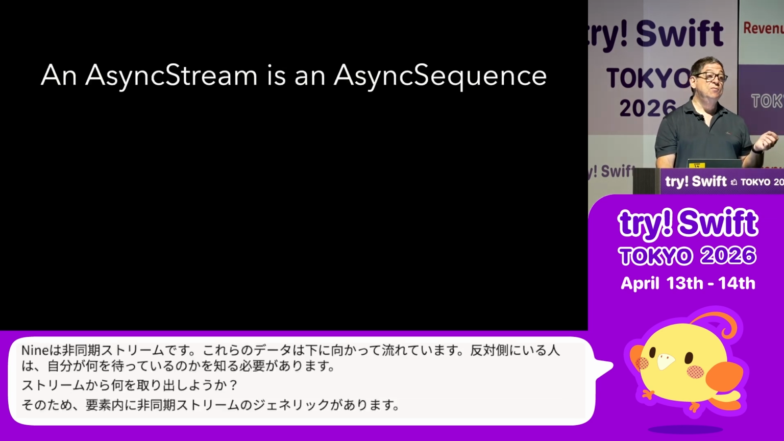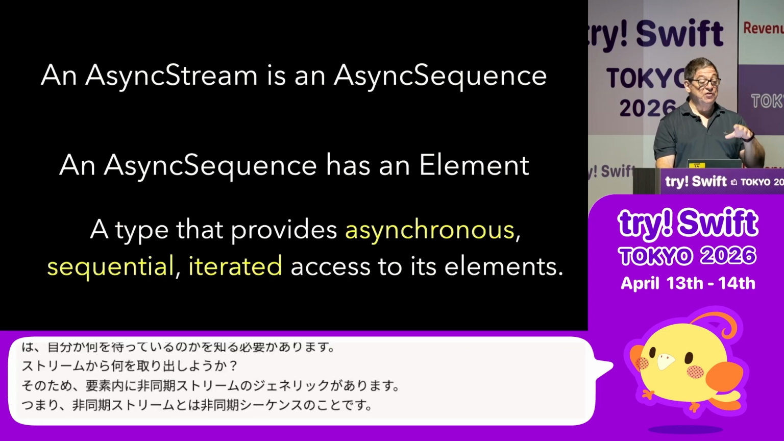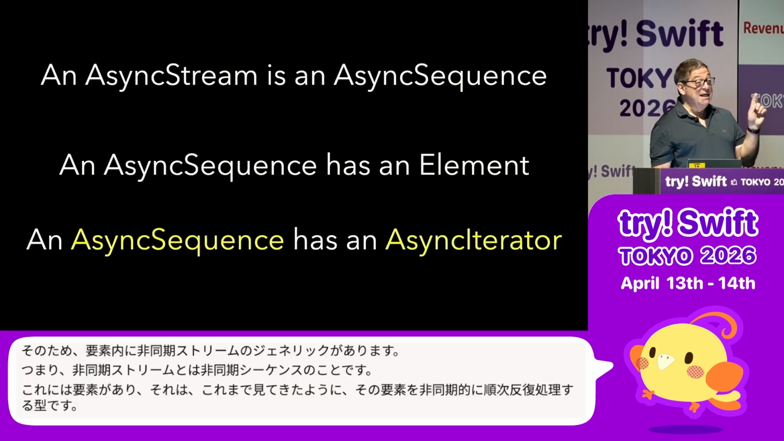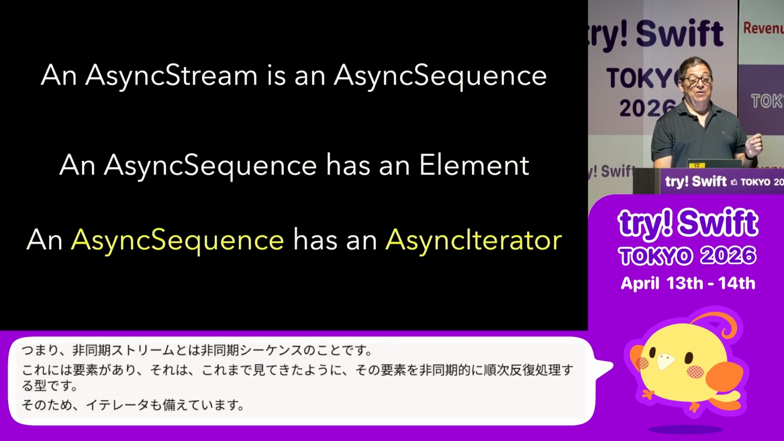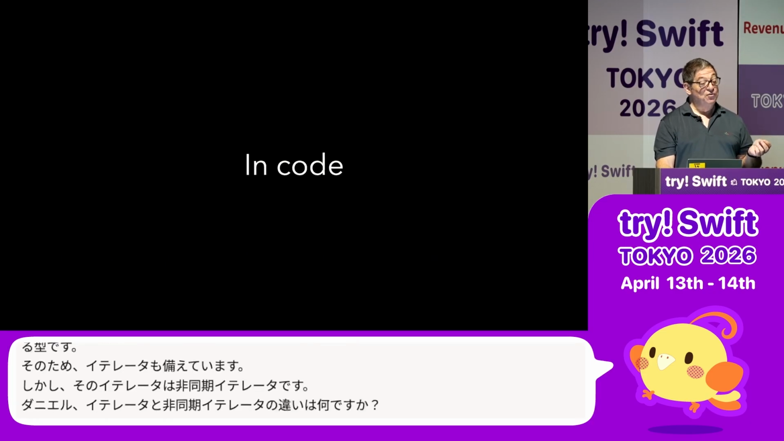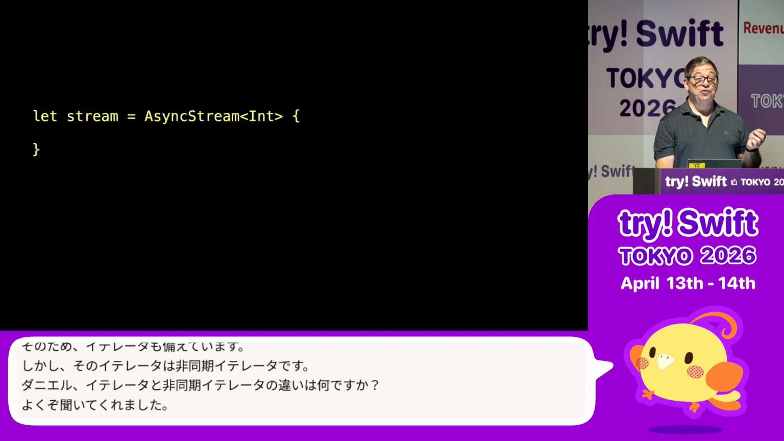So an async stream is an async sequence. It has an element, and it is a type that, as we've seen, provides asynchronous sequential iteration through its elements. And so it also has an iterator, but its iterator is an async iterator. Oh, Daniel, what's the difference between an iterator and an async iterator? I'm glad you asked. In code, let's create a stream.